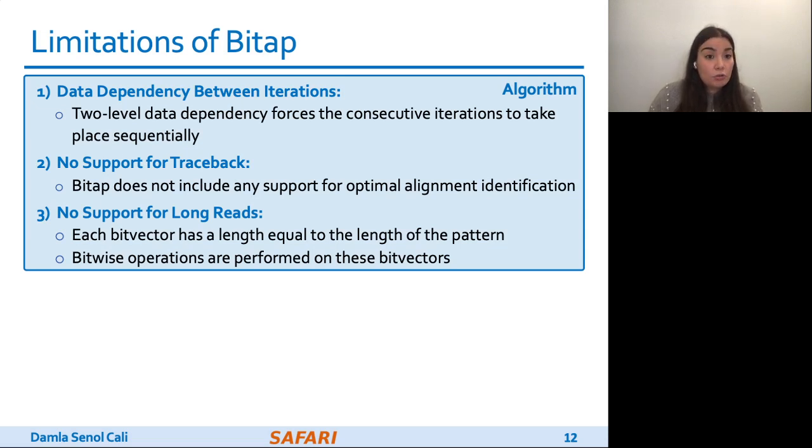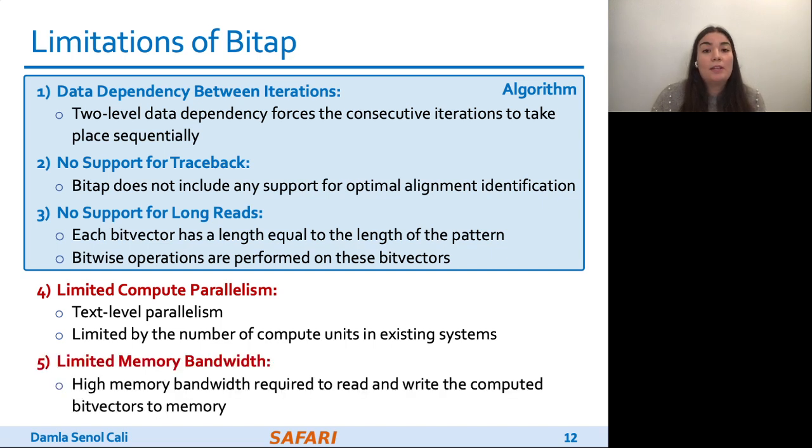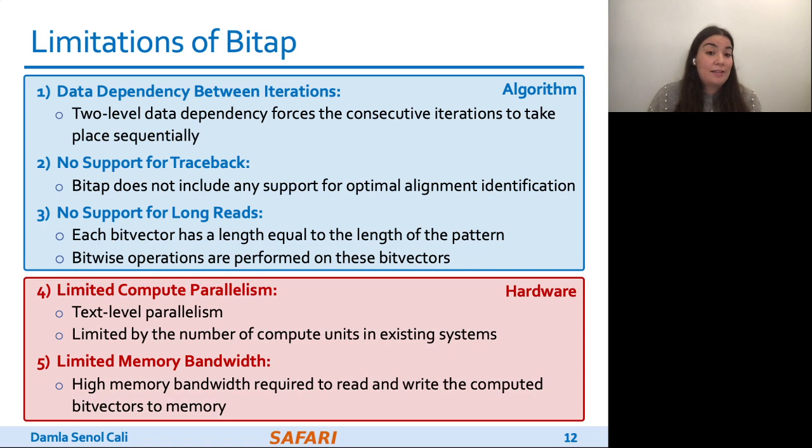Even after we solve the algorithmic limitations of Bitap, we find that we cannot extract significant performance benefits with algorithmic enhancements alone. For example, while Bitap iterates over each character of the input text sequentially, we can enable text-level parallelism to improve its performance. However, the achievable level of parallelism is limited by the number of compute units in existing systems. We would expect that a GPU, which has thousands of compute units, can overcome this limitation. However, we find that a GPU implementation of the Bitap algorithm suffers from the limited amount of memory bandwidth available for each GPU thread. And these are the hardware-related limitations.